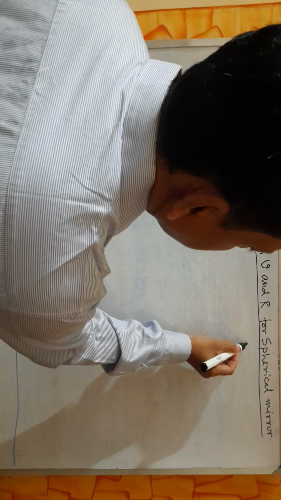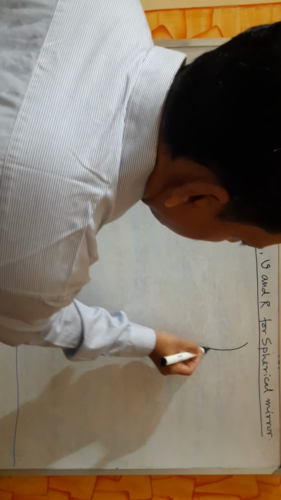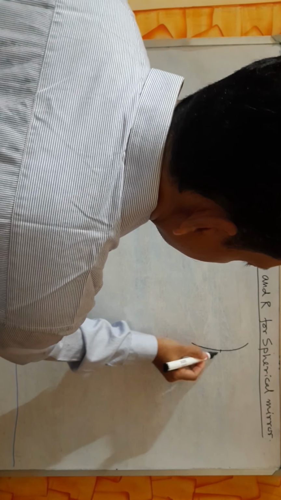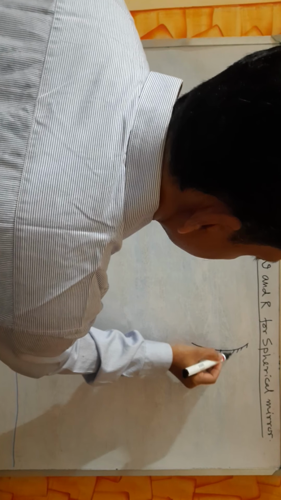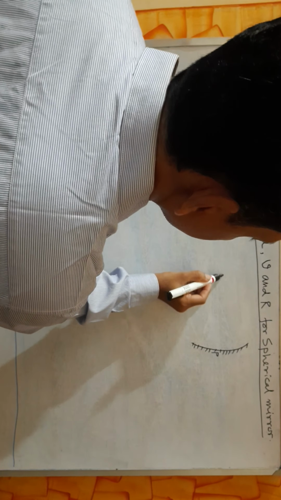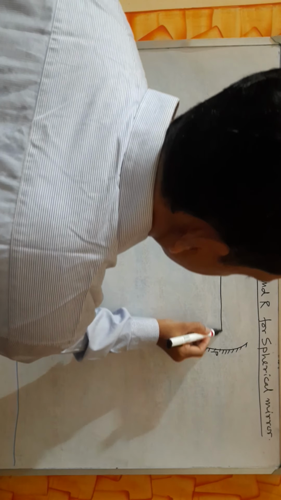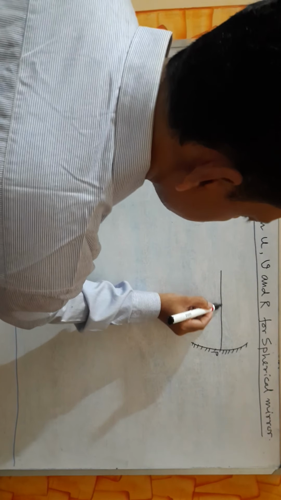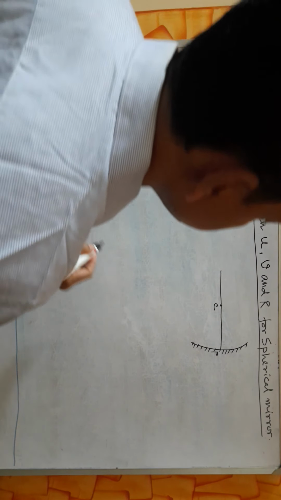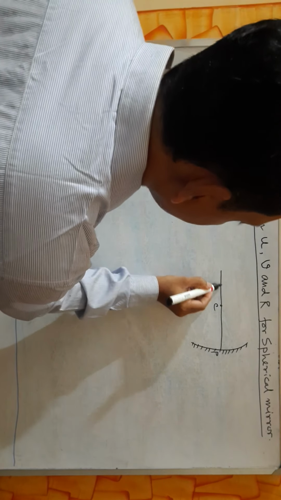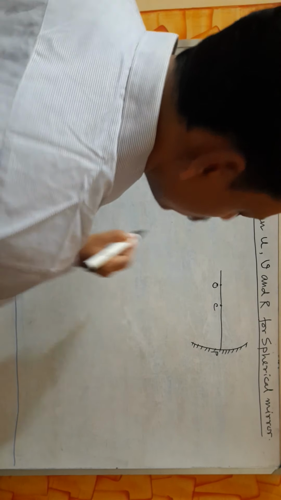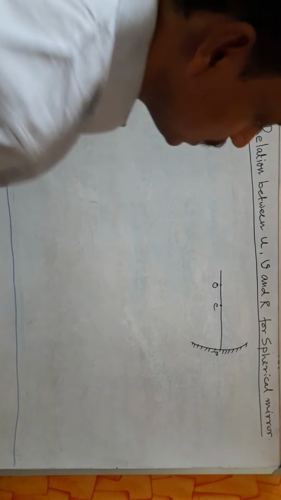Now we start with a concave mirror. Our aperture is very small. P is the pole. This is a concave mirror, and this is the principal axis. C is the center of curvature. A point object O is situated on the principal axis.